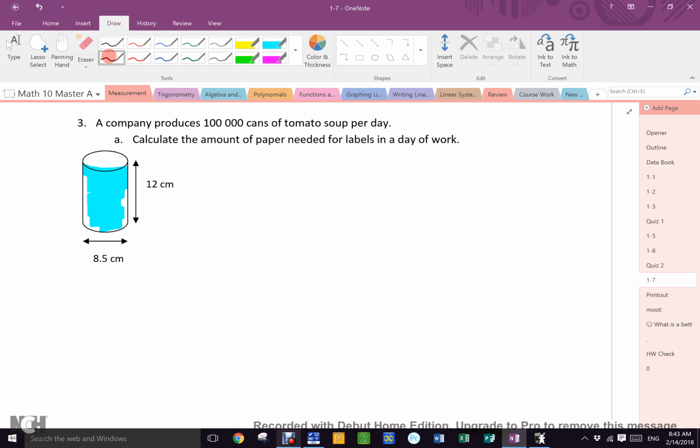Wouldn't it be circumference times height to find the side of the cylinder? Yes, but shouldn't I write down the formula? Right, so the formula is 2 pi r squared plus 2 pi r h, yes? Which part of the cylinder is the 2 pi r squared?